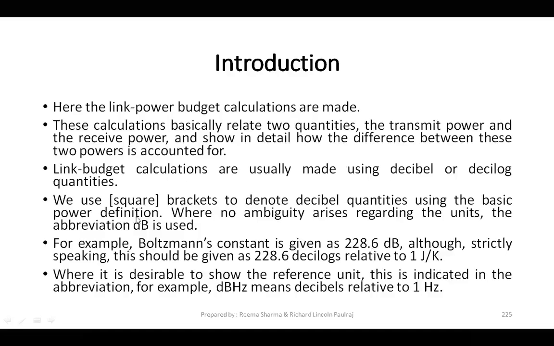Some constants you will have to remember, and some will be directly given in your question paper. Where it is desirable to show the reference unit, this is indicated in the abbreviation. For example, if I use dBHz, it means it is in decibels, relative to 1 hertz. So here, again, when we talk of the Boltzmann constant, it is relative to 1 joule per Kelvin.